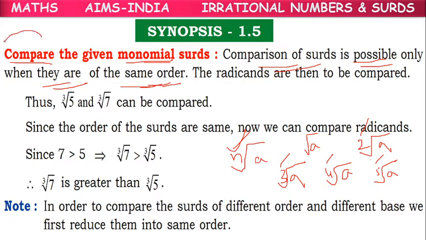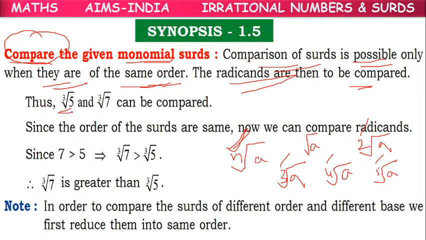So, the comparison of surds depends on the order of the surds. Only then can the radicands or the surds be compared. If they are not of the same order, we cannot compare them. We cannot tell which one is greater and which one is lesser. Compulsorily, we have to convert them into the same order. Then only they can be compared.